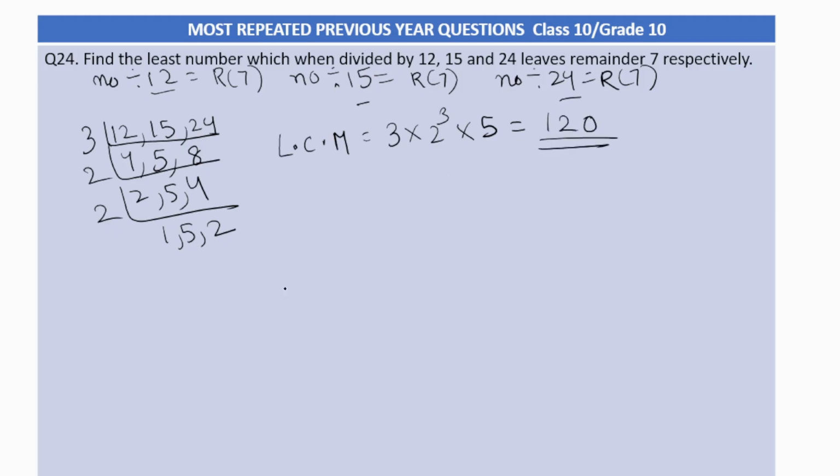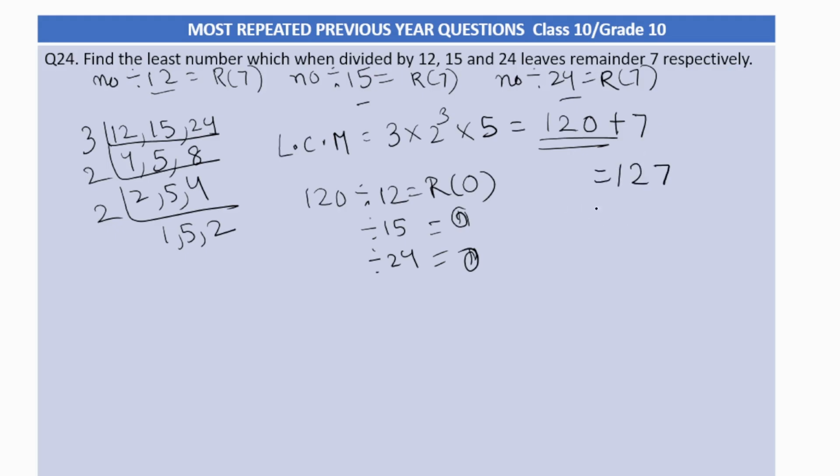Now 120 will be fully divisible. The remainder when we divide 120 by 12 will be 0. Similarly with 15 and 24 also. If we divide 120, the remainder everywhere will be 0. Nothing else will stay. So what we should do is add 7 to this LCM, and we will get 127. Now if you divide 127 by 12, then we will get a remainder of 7. The same goes with division by 15 and by 24.